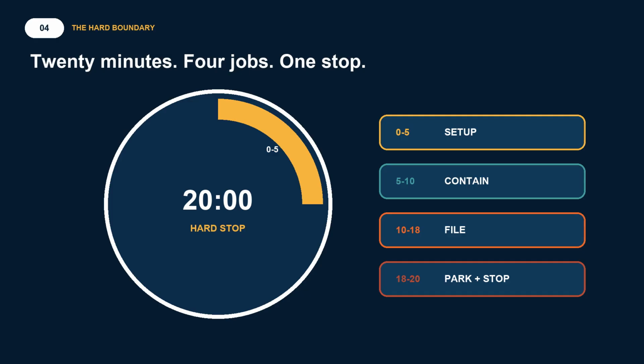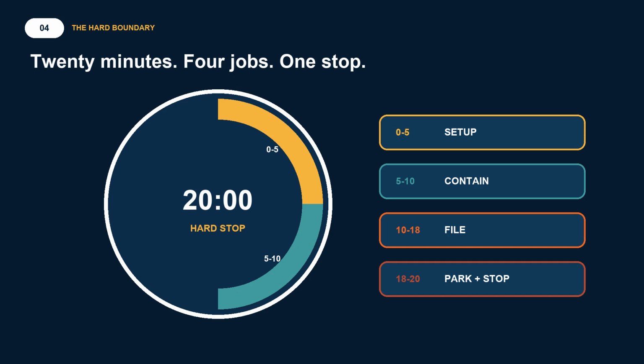Now set a 20-minute timer. The first 5 minutes are setup. Choose one route and copy the 5 homes. Minutes 5 through 10 are containment. Move loose personal files from your desktop and useful files from downloads into inbox/to file. Leave system shortcuts and anything you do not recognize alone.